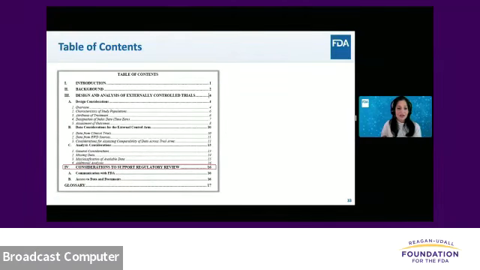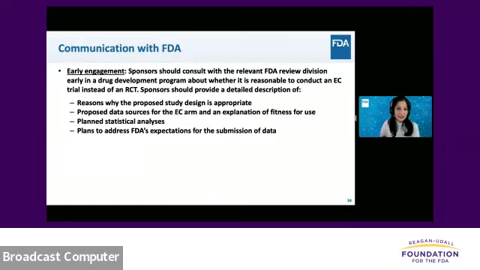Our last section of the guidance provides considerations to support regulatory review. Next slide, please. It cannot be overstated that we recommend early engagement and communication with FDA. Sponsors can consult with the relevant review division early in the drug development program about whether or not it's reasonable to conduct an externally controlled trial rather than a randomized controlled trial.